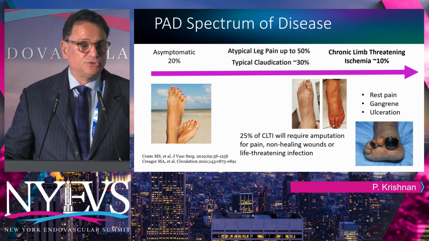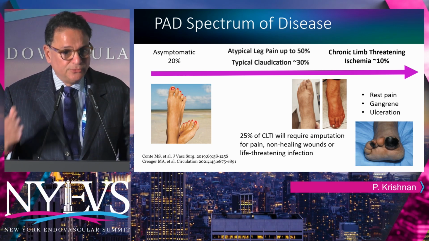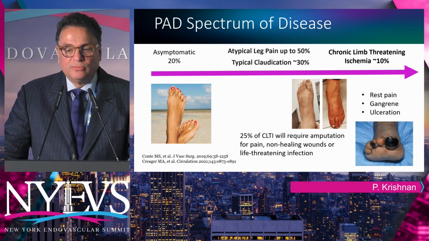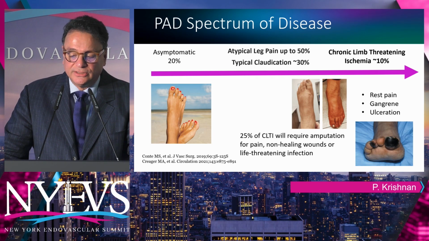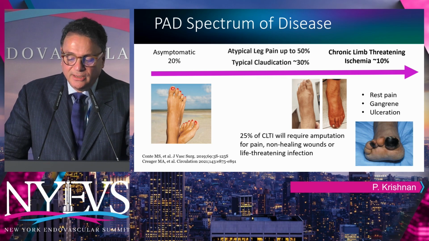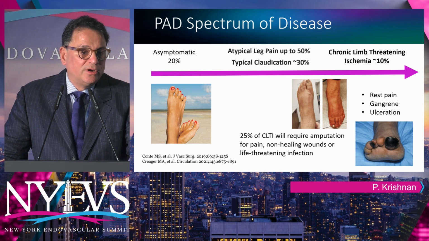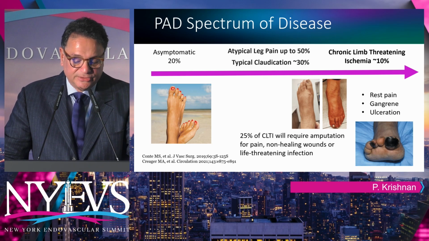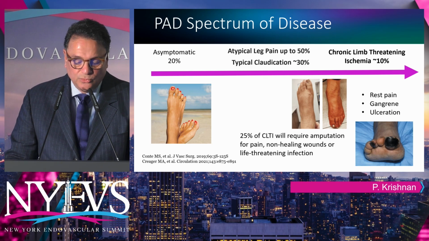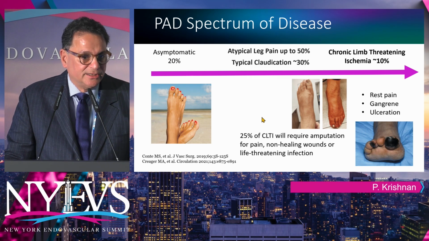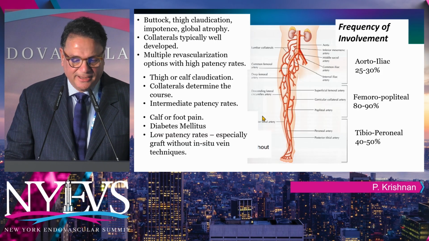Probably in podiatry it will be much more, because they obviously come to you first sometimes rather than coming to the ER. So also, what's important to remember is that once they're diagnosed with chronic limb-threatening ischemia, which is a spectrum of rest pain, gangrene, and/or ulceration, 25% of these patients will require amputation for pain, non-healing wounds, or life-threatening infections. So it's a huge number. And you all know the mortality associated with amputation. I don't have to tell you that.